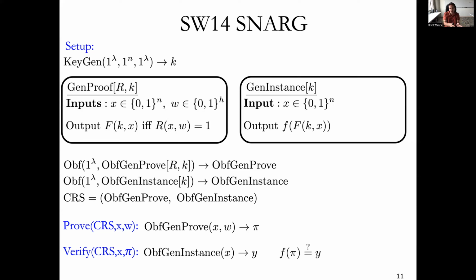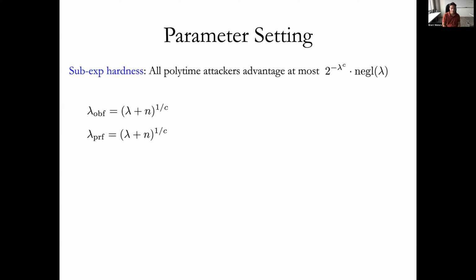It gives me a post image y, and then I just check if the one-way function evaluated on pi is equal to y. And if so, I accept. If not, then we reject. So this gives us a really simple way where essentially the obfuscated proving program will give a signature to you if you're able to convince it that it's true. And the signature could be much shorter than the statement or the witness itself.